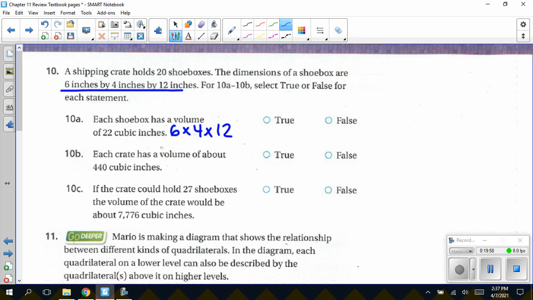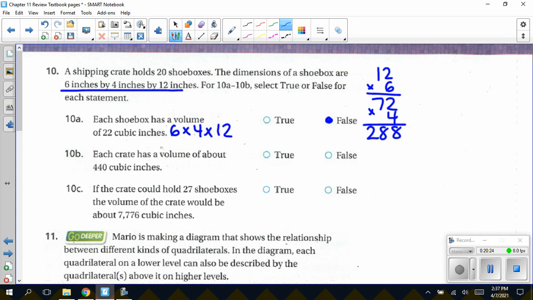So I'm going to take 12 times 6 which I know is 72, and then 72 times 4 to get the shoebox volume. So 4 times 2 is 8, 4 times 7 is 28. So I have for one shoebox a volume of 288, so that was false.